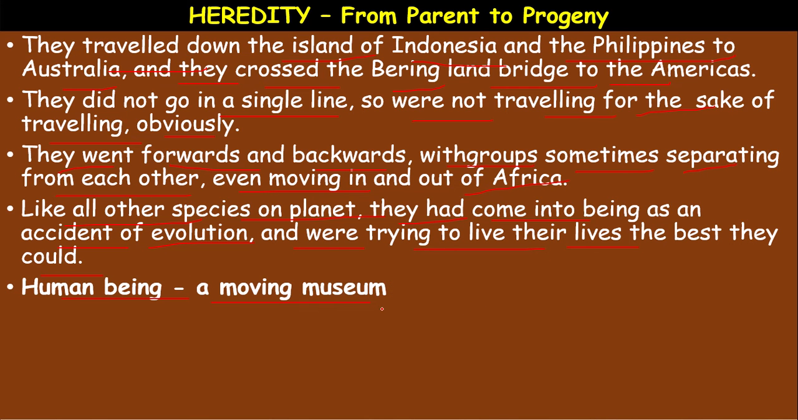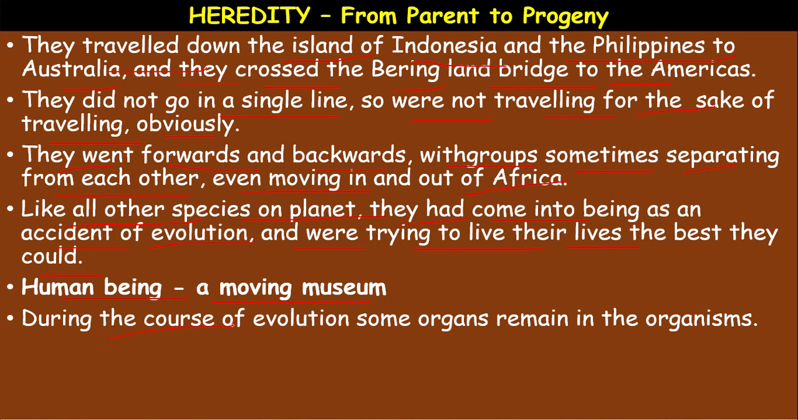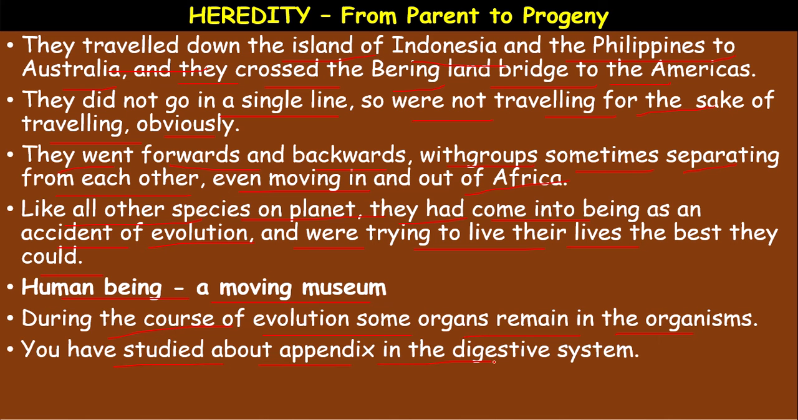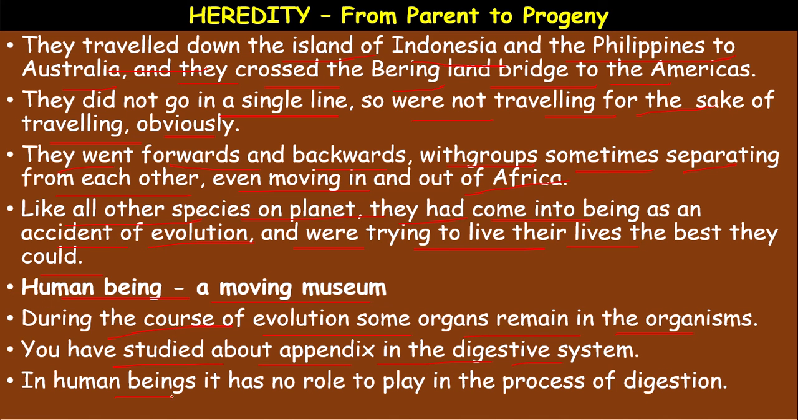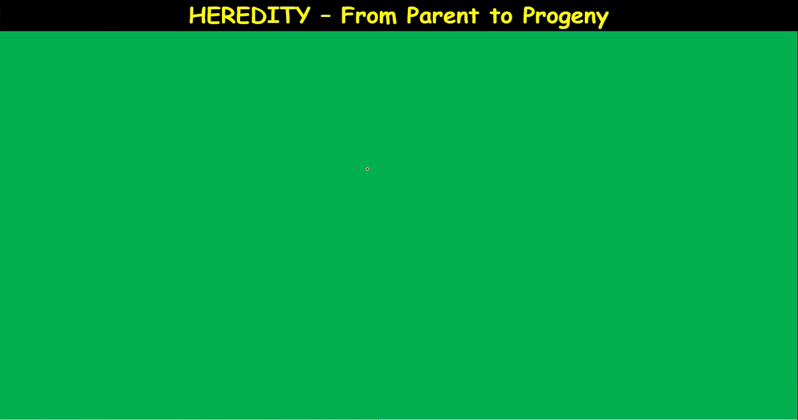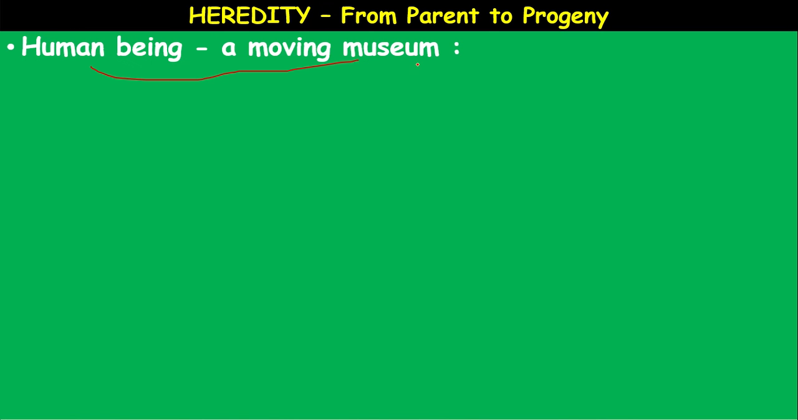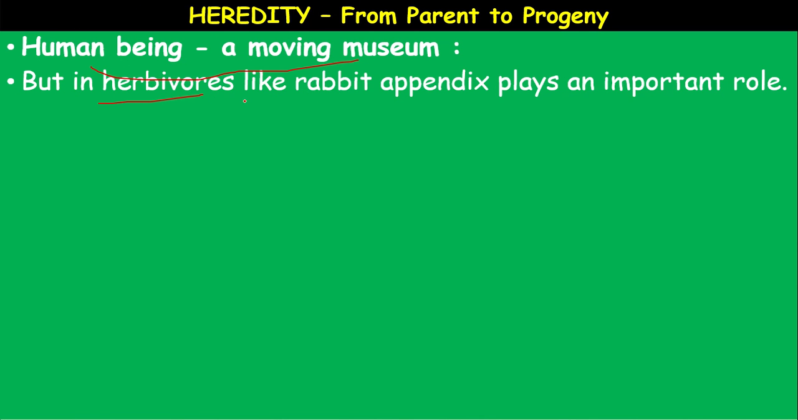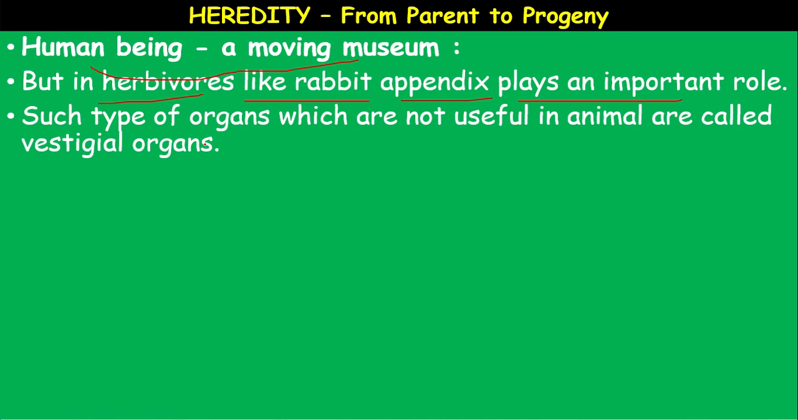Human beings are considered a moving museum. During the course of evolution, some organs remain in organisms. You have studied the appendix in the digestive system; in human beings it has no role in the process of digestion. In herbivores like rabbits, the appendix plays a very important role in the digestion of cellulose. Such organs which are not useful in an animal are called vestigial organs.